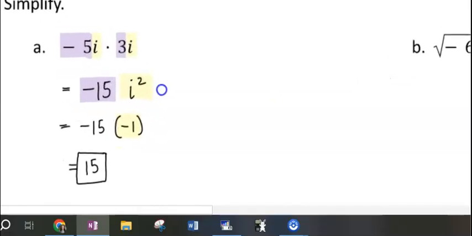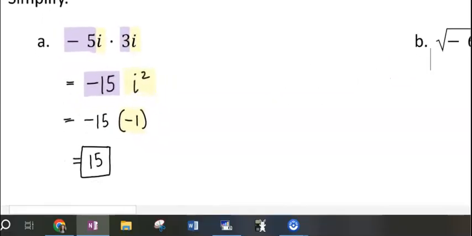Let's say you were trying to simplify negative 5i times positive 3i. All you have to do is treat it like a variable. Let's say you were thinking back to if you were multiplying negative 5x by positive 3x, we know that gets you negative 15x squared. You multiply the negative 5 by the 3, same thing here to get negative 15, and x times x makes x squared.